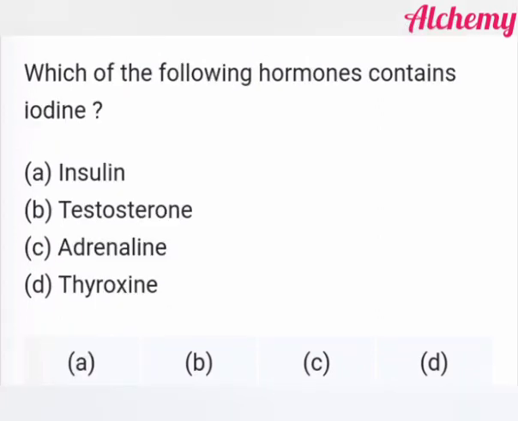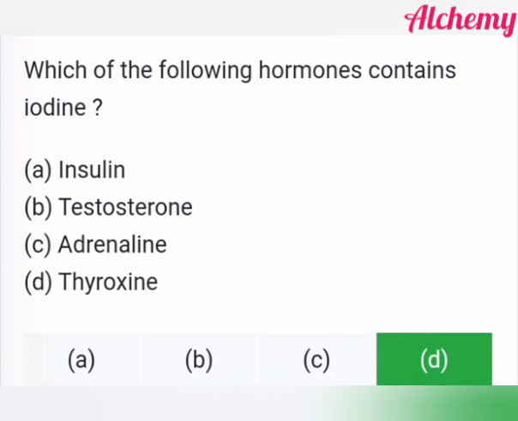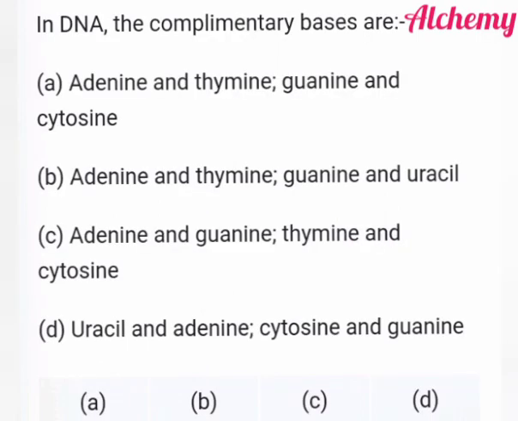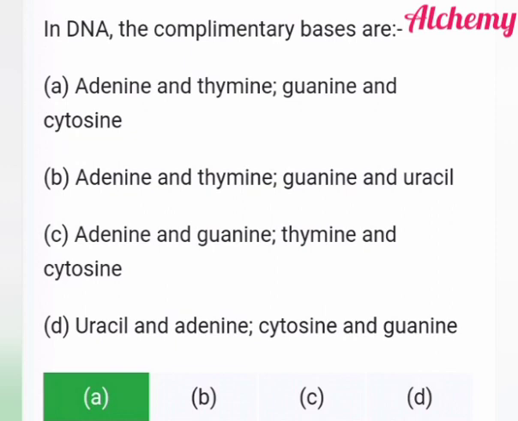Next question. Which one of the following hormones contain iodine? The correct answer is option D, thyroxine. In this figure, we can see that thyroxine contains iodine. Next question. In DNA, the complementary bases are. The correct answer is option A, adenine and thymine, guanine and cytosine.